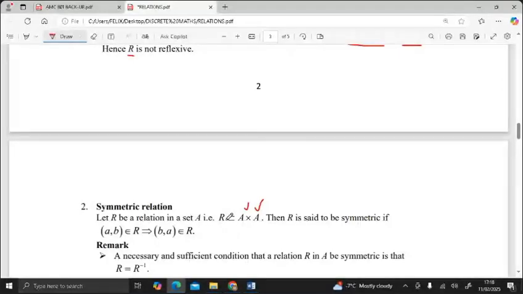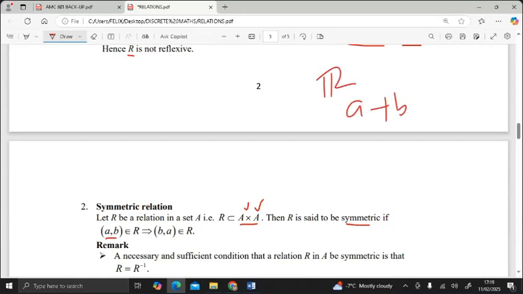Let's go to symmetric. In the case of symmetric relation, we let R be a relation in a set A, and R is a subset of the ordered pairs, A cross A, the Cartesian product of A and A. Then R is said to be symmetric if, whenever A is R related to B, B is R related to A. So we have a case similar to commutativity here.